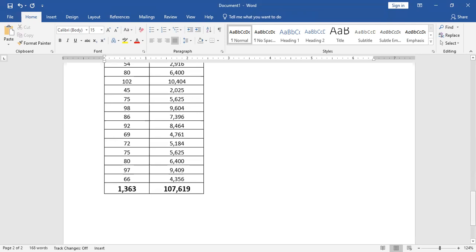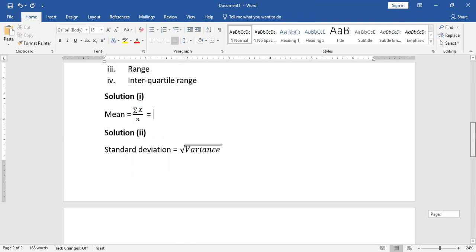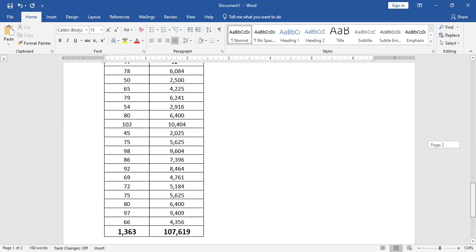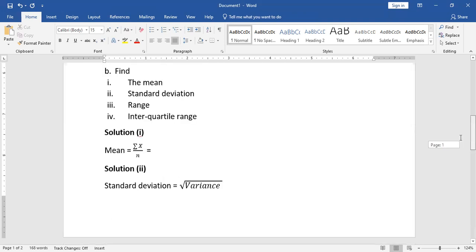So I've already calculated that. I assume in your exam, you need to calculate that manually. 1363, divided by 18. There are 18 elements. What do I get there as my mean? 1363 divided by 18. I'm getting 75.72 rounded off to two decimal places. Okay, that is my mean.